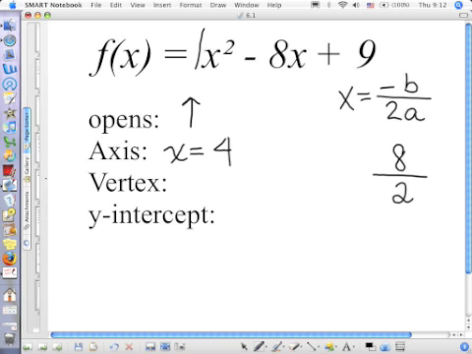What do you do with the A? You leave it. Okay.